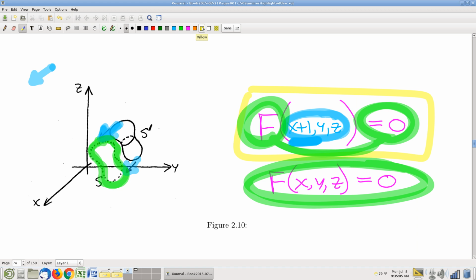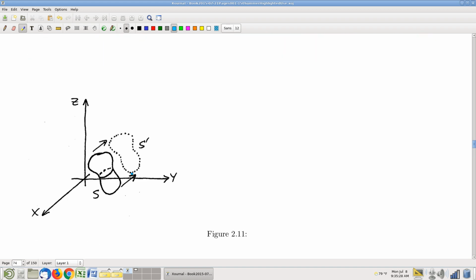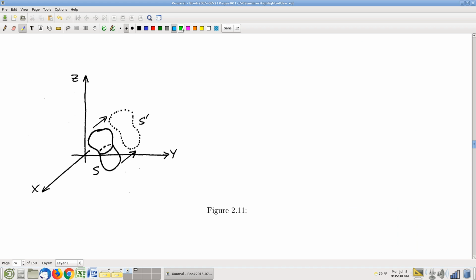This yellow equation, the solution set is a set of points that when I shift them in the x direction by a distance of 1, I get the original solution set S. Right? So now that being said, I'm looking for this mystery surface that when I shift it in the positive x direction gives me S. Another way to say that is that this mystery surface is the result of shifting S in the negative x direction. I've got to undo what this adding 1 to the x coordinate does.